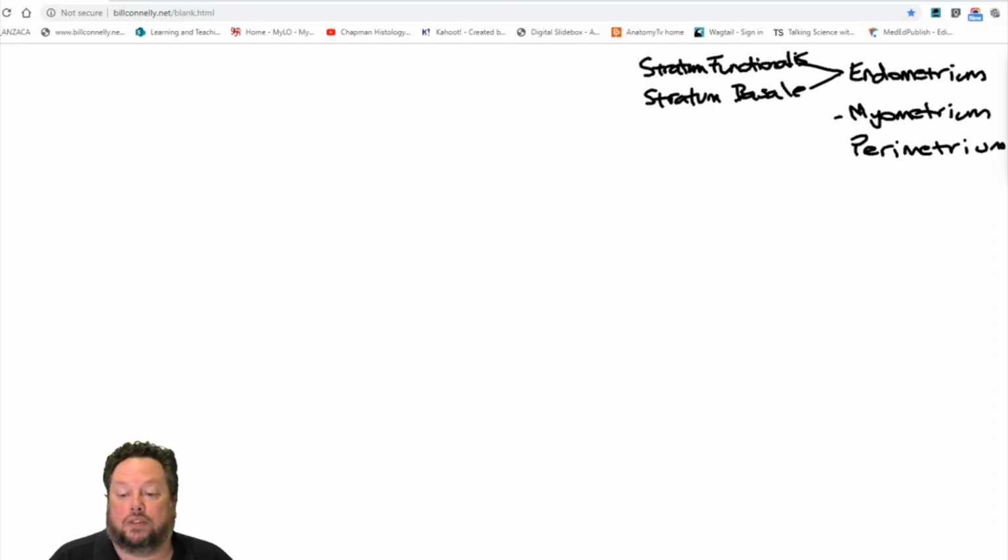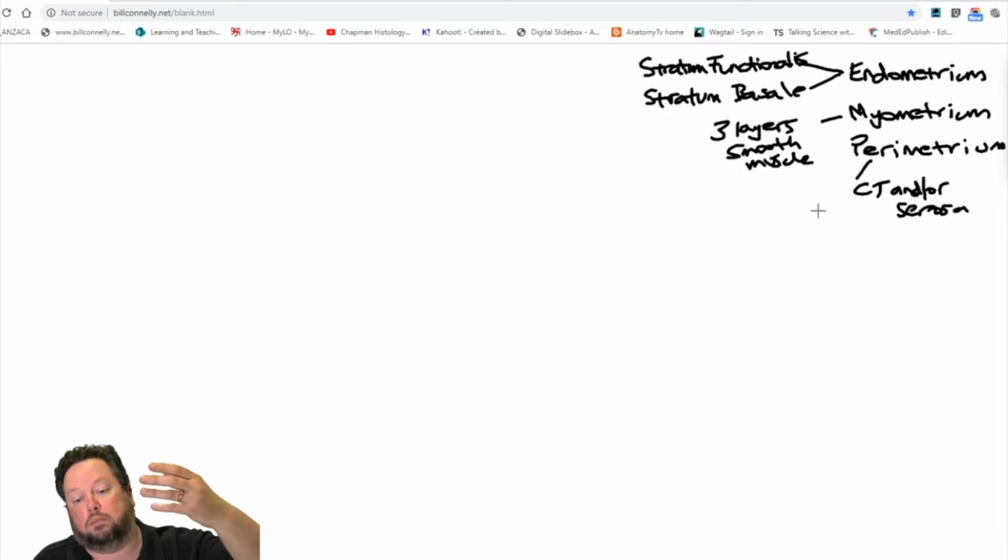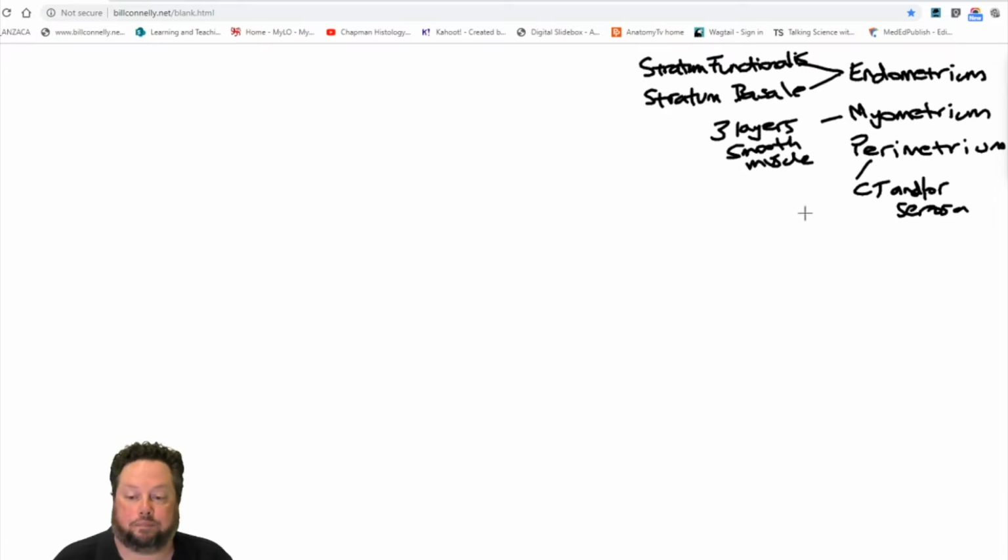Myometrium is made up of 3 layers of smooth muscle. And then the perimetrium is made up of connective tissue and or a serosa. So depending where the section's been taken from, so if you're talking about the fundus or we're talking about the body of the uterus, most of the time that's going to be a serosa. But then as we move more distally, it's more likely to be a connective tissue which is binding it to the rectum posteriorly and the bladder urethra anteriorly.